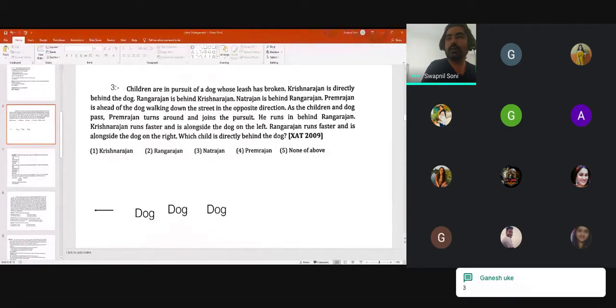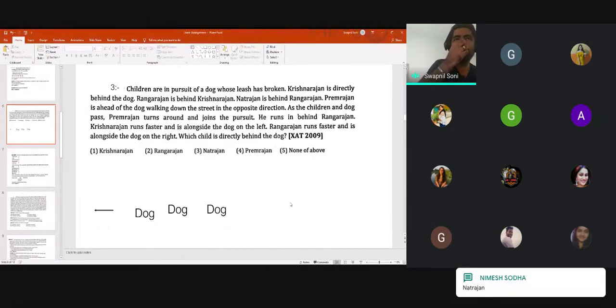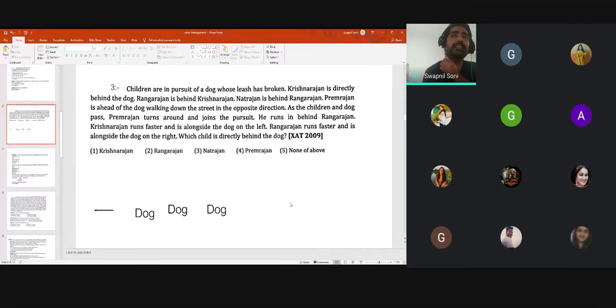Okay. Do I have any answers? Yes. Okay. So let's go to this question now. Children are in pursuit of a dog whose leash has broken. Krishnarajan is directly behind the dog. So this is kind of a directional question. You just go step by step and try to give the direction the way you're moving. This is a dog, and we know that this guy A is right behind the dog. Now Rangarajan is behind Krishnarajan.